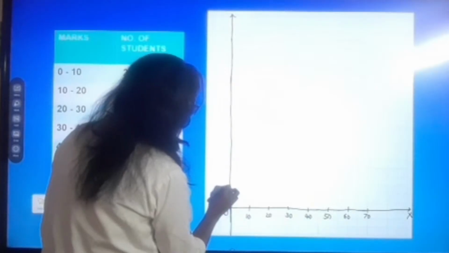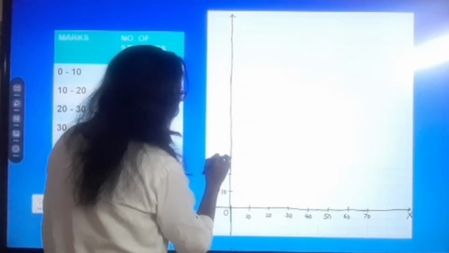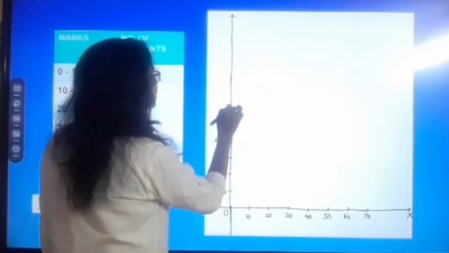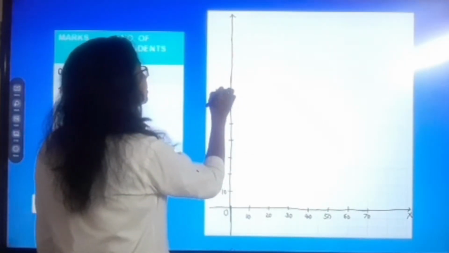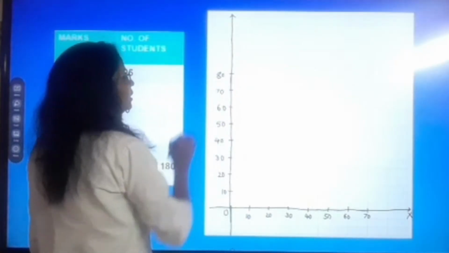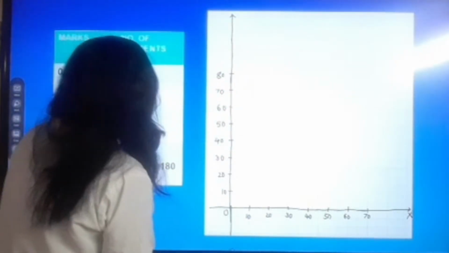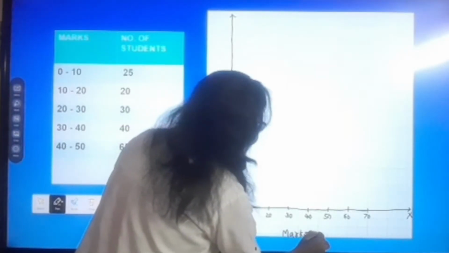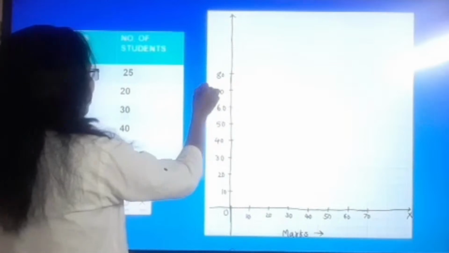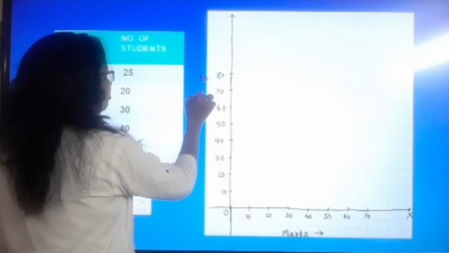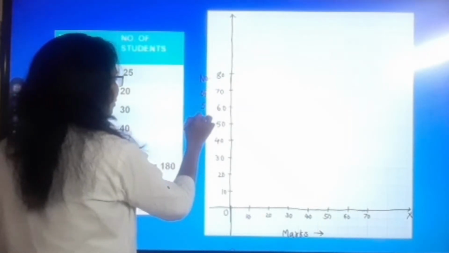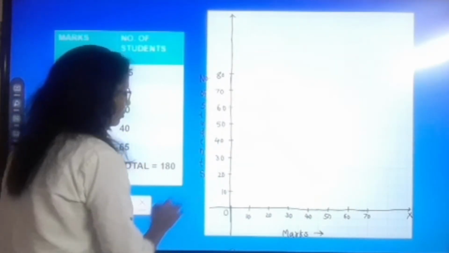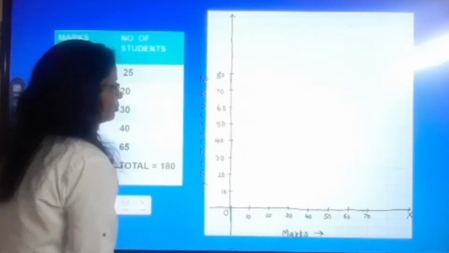So this is 10, 20, 30, 40, 50, 60, 70 and 80. Okay, I write down here marks, and then here that is number of students. Students, these are the number of students.